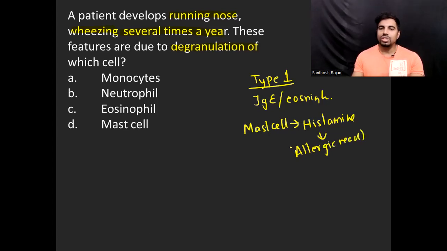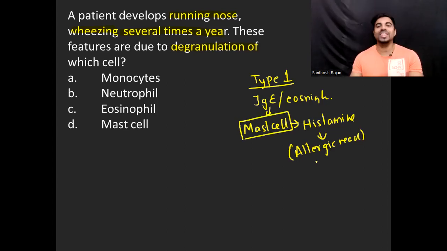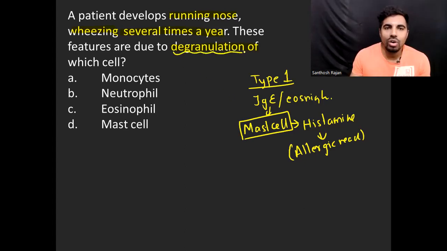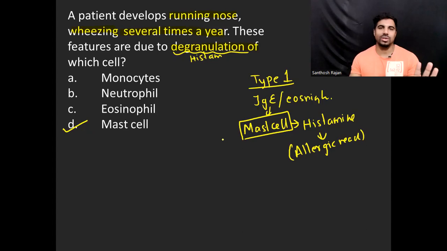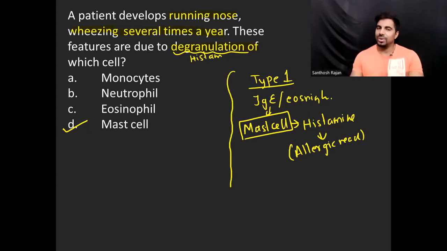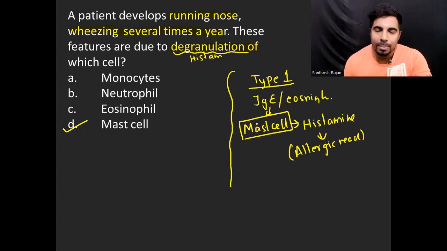You understand? These immunoglobulins activate your mast cell. That mast cell will produce a lot of histamine. That histamine is the reason for the allergic reaction. So degranulation of which cell? Histamine was released from which cell? Mast cell. That's important. Allergy means mast, mast means allergy, allergy means histamine. That's it. Very simple. Mast cell for allergy. You remember that. So we're done with this.